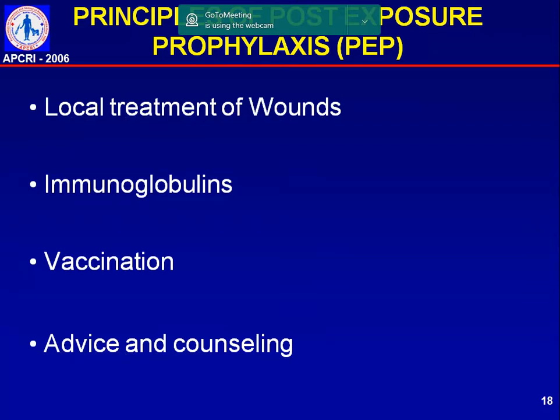Only clean the wound with running tap water, with soap water, or if soap water is not available, plain tap water. If iodine is available, you can use iodine and alcohol. If immunoglobulins are available, we can infiltrate locally with immunoglobulins, and give vaccination against the virus. There are two types of vaccination, I will tell you later, and then advice and counseling.